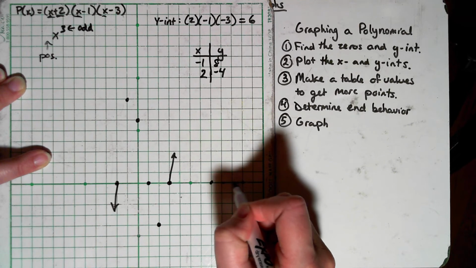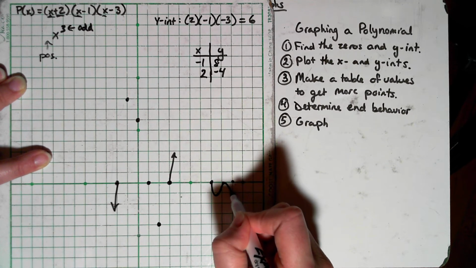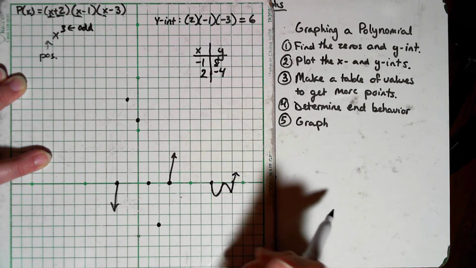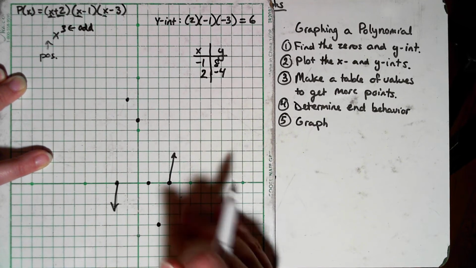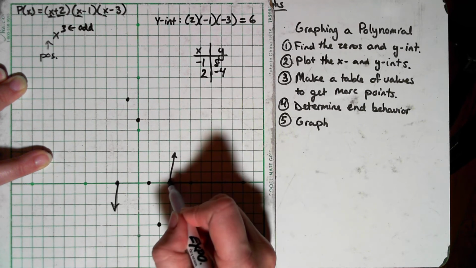So maybe like these were your zeros, and it'll go up, it'll touch this one, and then it'll curve back down before it curves up to touch that one, and it'll make like this W shape. That does happen, so it's always good to know your end behavior. Okay, now the final step for this is to just graph. So just connect this with a curve.